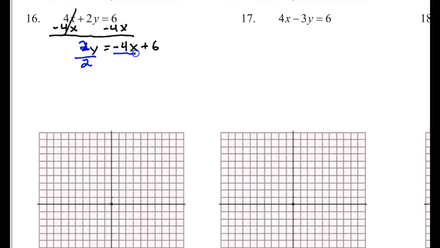So divide by 2 everywhere. 2 divided by 2 gives us 1y. Negative 4 divided by 2 is negative 2. And 6 divided by 2 is 3. So 2 steps for the last 3 problems. First, add or subtract the x part, and then divide by whatever number is in front of the y.